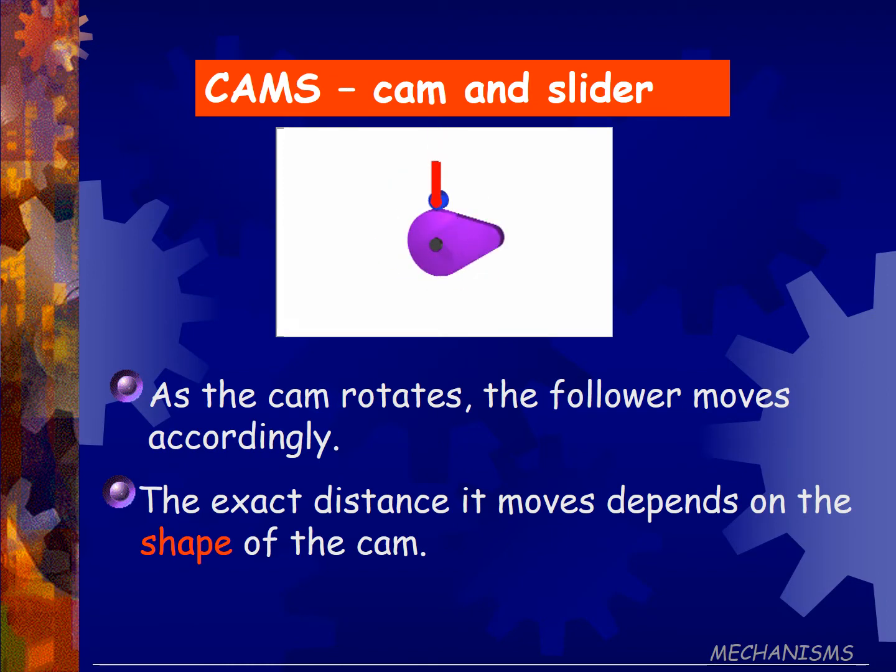And again, this is another example. As the cam rotates, the follower moves accordingly. You look at the animation, you will see the exact distance it moves depends on the shape of the cam. So if half of the cam shape is actually a circle, there's no movement expected of the follower. You will see that the follower actually stops for a while before it moves up and down.